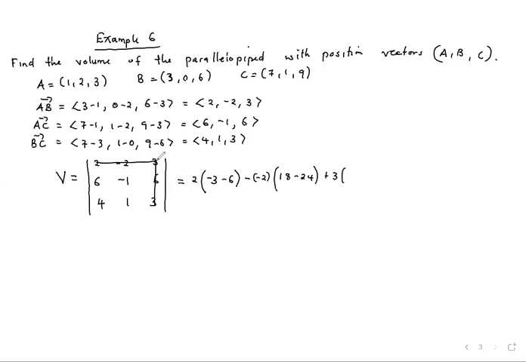The remaining matrix is a 2 by 2, whose determinant is well known. 6 by 1, you get 6 minus 4. So we have 2 by negative 9 plus 2 by negative 6 plus 3 by 10, which is negative 18 minus 12 plus 30. So this is 0.